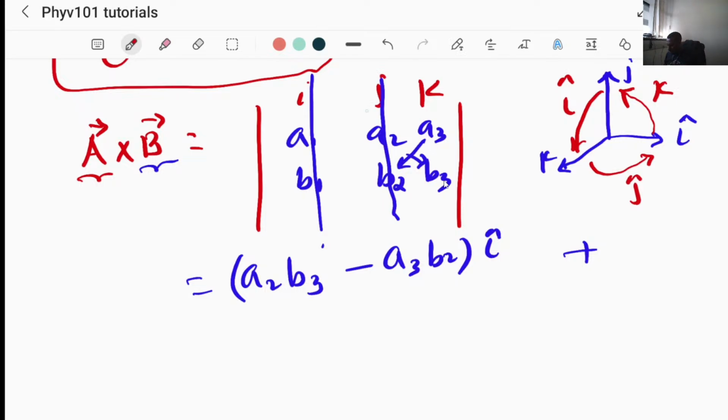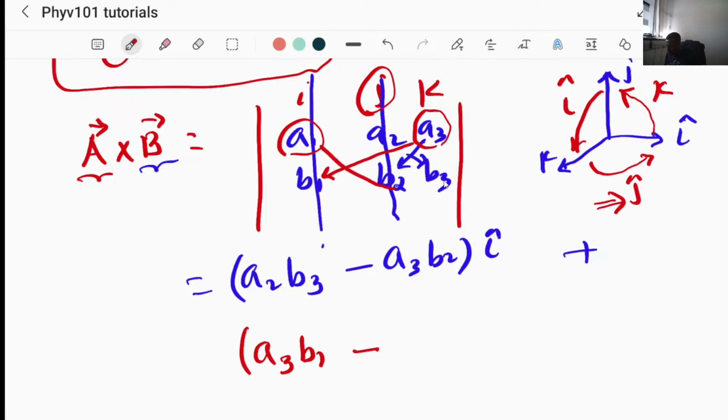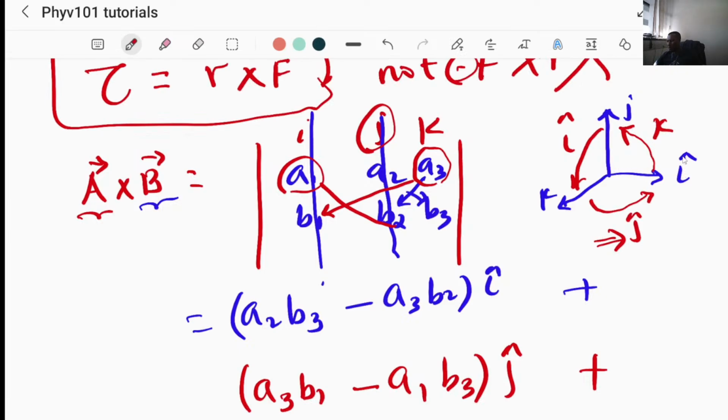Therefore, when I'm looking for the J component, I always go from K to I first. That is positive. What it means is the J component is the following. I go from A3 down to B1 first. That means A3, B1, minus, I'm going to go now the opposite way, A1, B3, along the J component. This is the J component, plus the last component. The last component is going to be K. Where do I get K? K is from I to J.